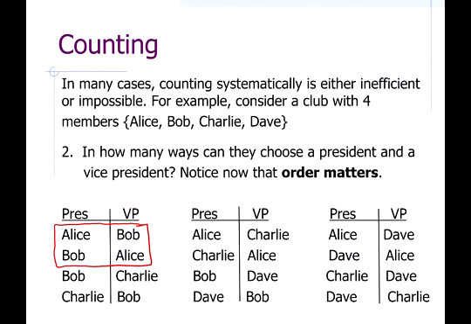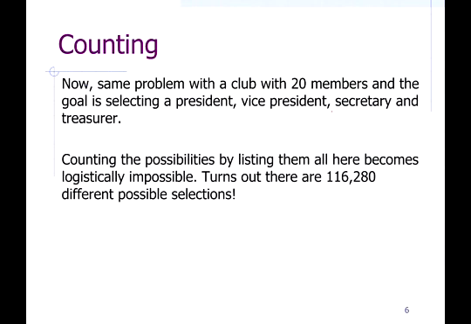All right, so this is a very small example, just 4 members, and we're picking 2. But what if we did the same problem with a club of 20 members? And of those 20 members, we're picking a president, a vice president, a secretary, and a treasurer. Now, this is not something we could do right now because it's impossible to count by listing. I wouldn't say impossible, but it's logistically improbable that you would ever want to count the 116,280 possibilities by listing them one by one.